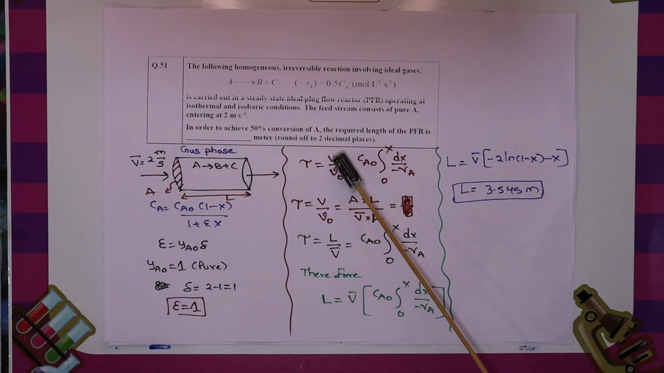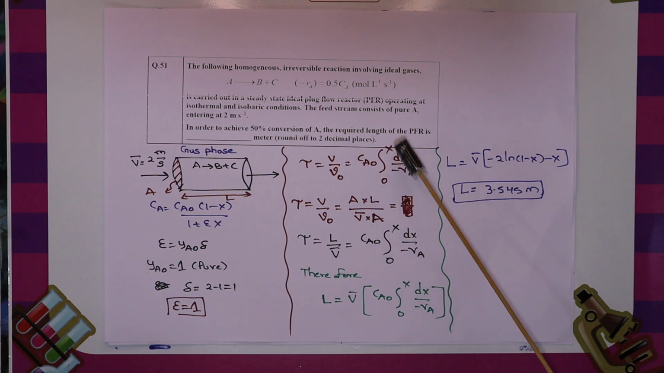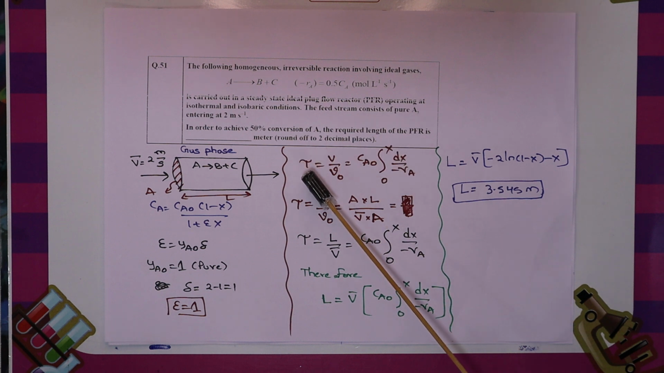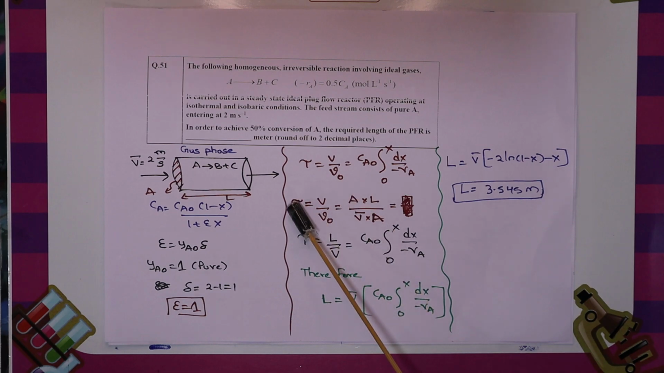Space time is volume by volumetric flow rate, which is Ca0 times the integral from 0 to x of dx by minus Ra. This is the standard design equation for a plug flow reactor. And volume by volumetric flow rate: what is volume? Area times length. What is volumetric flow rate? Velocity times area. So in place of volume, substitute A times L, and for volumetric flow rate, substitute velocity times area. The area cancels out. Tau is nothing but L by V.